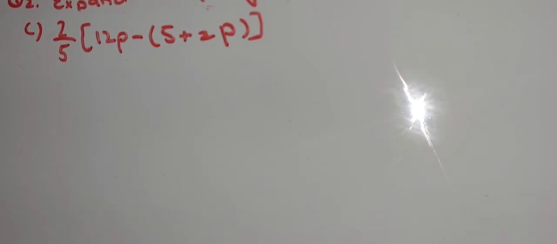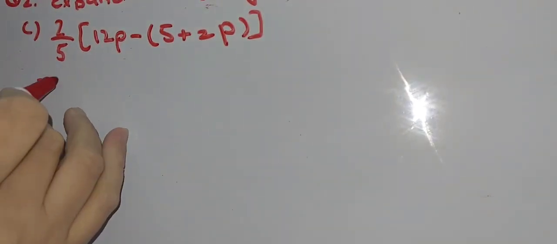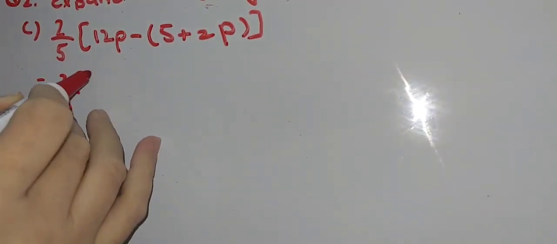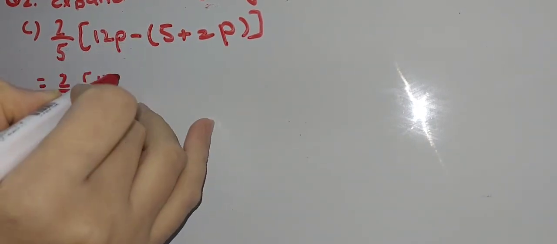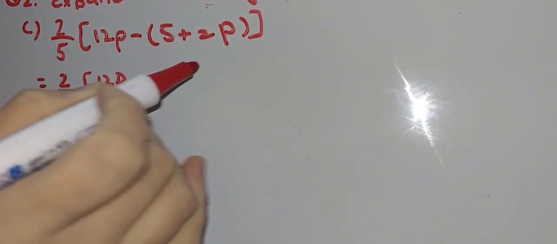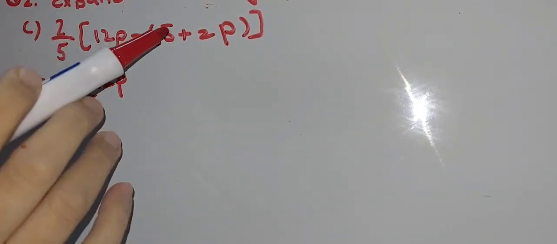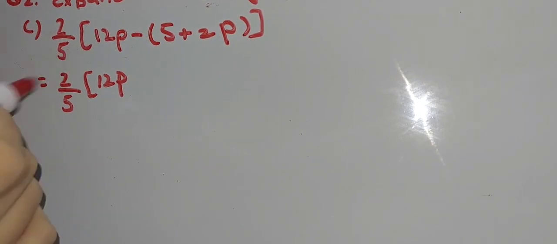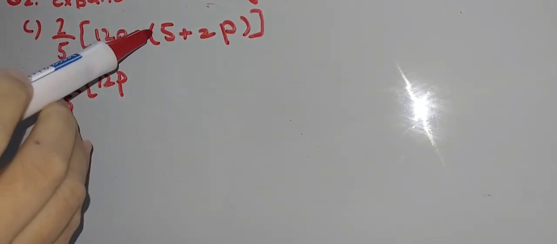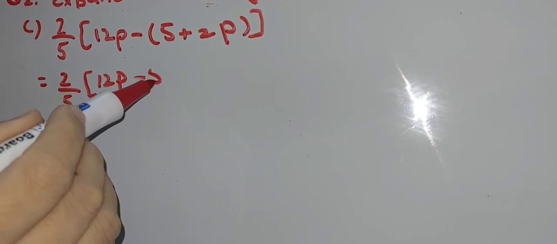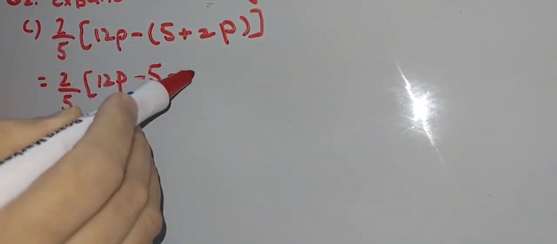Part C is 2 upon 5 bracket 12p minus bracket 5 plus 2p bracket close and then big bracket close. Now we start the solution by solving the small bracket first. 2 upon 5 will come as it is. Then 12p. Now this minus will multiply inside. Whatever the term before the bracket, either minus or any number, it will multiply inside. So minus will multiply plus 5, minus 5, and then minus plus minus, it will become plus 2p.